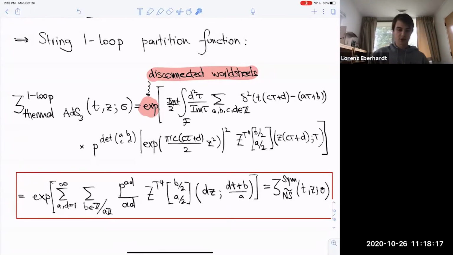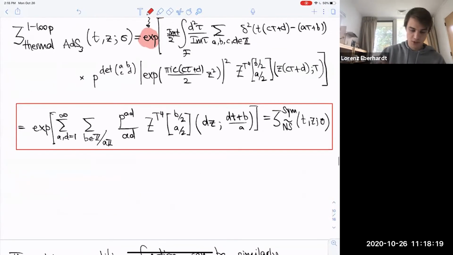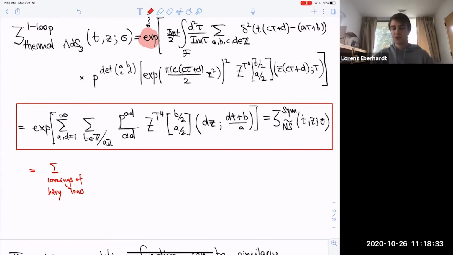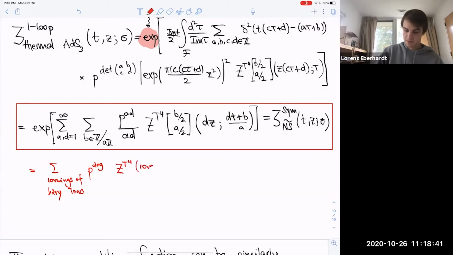And you can think of this expression, it's a useful way of thinking about this, as corresponding to all the holomorphic coverings of your boundary torus, and then you take p to the degree of this covering, and you evaluate the T4 partition function on the cover, neglecting issues like spin structure and so on.